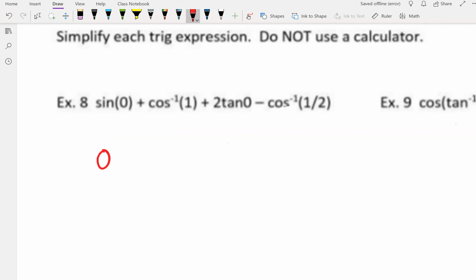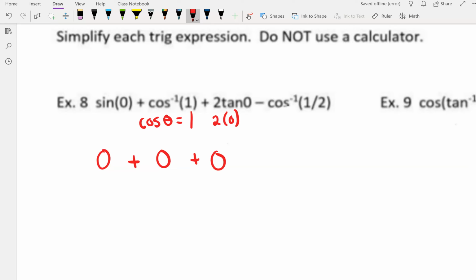Now the next one we're doing inverse cosine. So I'm going to rewrite this as cosine of some angle theta equals 1. So think of what angles would give you a cosine of 1. Well, that's 0. Then tangent of 0, just like sine of 0, is 0. So this is just going to be 2 times 0. So that's going to be another 0.